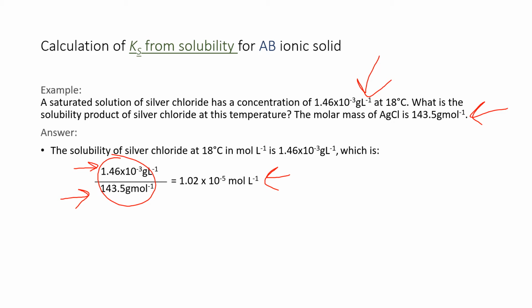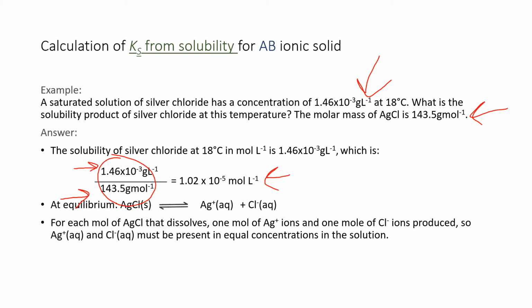Okay, so we get that number there for the moles per liter, 1.02 times 10 to the negative fifth. That's the unit you want, moles per liter. And at equilibrium, that's the equation there. AgCl solid is in equilibrium with silver and chlorine ions. So for each mole of silver chloride that dissolves, 1 mole of silver ions and 1 mole of chlorine ions, that's what we said before. So they must be present in equal concentrations.